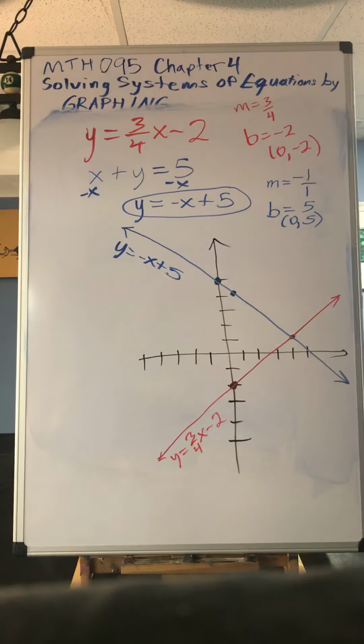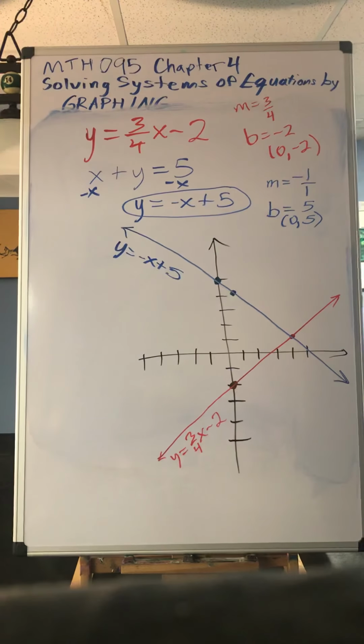So to recap, you put the line into slope-intercept form if it's not already in slope-intercept form. You identify the slope. You identify the y-intercept, which of course is on the y-axis. You start at (0, b), and then you use the slope to graph. The blue line was not in slope-intercept form. I solved for y by subtracting x from both sides, and I have y is the opposite of x plus 5. The slope of that line is -1/1. The y-intercept is (0, 5). So you start at 5 on the y-axis, you go down 1 and to the right 1.